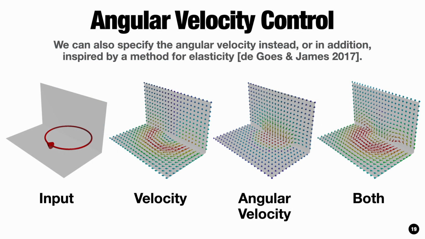We also extended our method so users can specify the angular velocities instead or in addition to the velocities, inspired by a similar method for elasticity. In this simple example, we can see that the velocity vectors are rotating around the input curve when we use the angular velocity control.